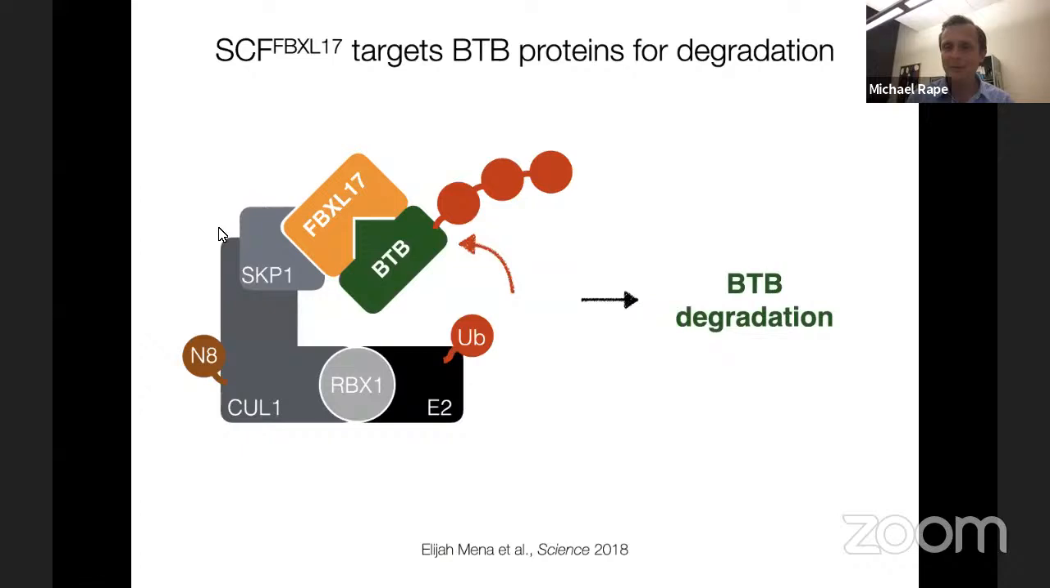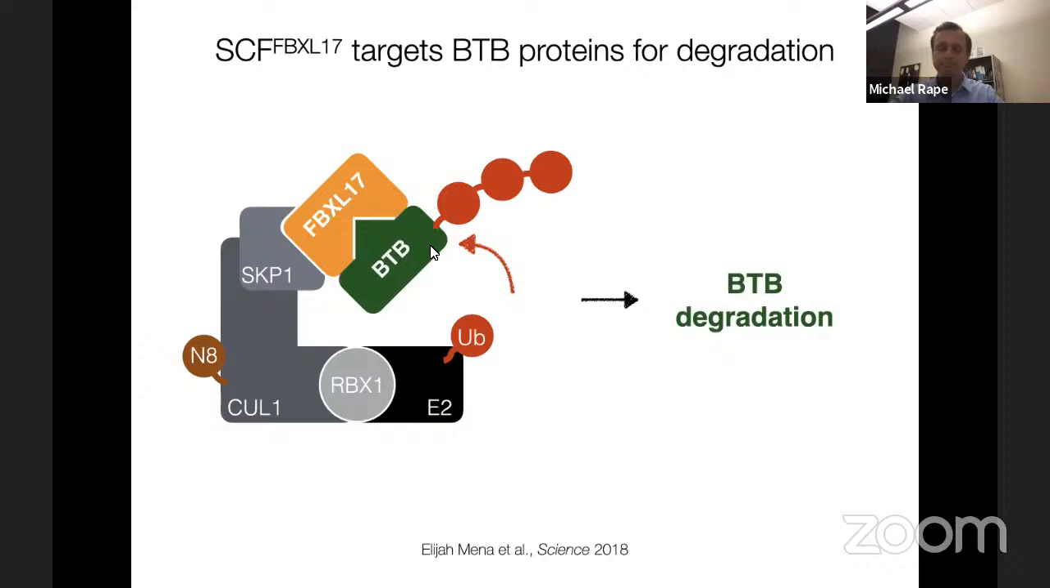Now, in this case, FBXL17, again, is the adapter that defines substrate specificity and actually directly binds to BTB domains. It connects through an intermediary protein to a Cullin-1 scaffold, and that, again, has an RBX1 and E2 catalytic center that leads to polyubiquitylation in this case and proteasomal degradation of this BTB domain.